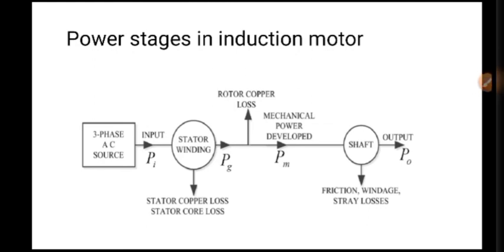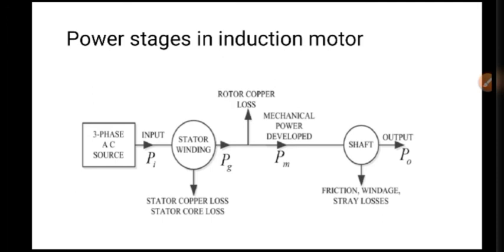Now we are going to see power stages in induction motor. Induction motor uses three-phase AC input and converts electrical energy into mechanical energy. Firstly, we feed a three-phase AC source to the stator winding. Then current starts flowing through the stator, and the stator produces two losses. First one is the stator copper loss and second one is the stator core loss. Stator copper loss occurs because the stator winding has resistance R, and due to the current flow, I square R loss takes place, known as stator copper loss.